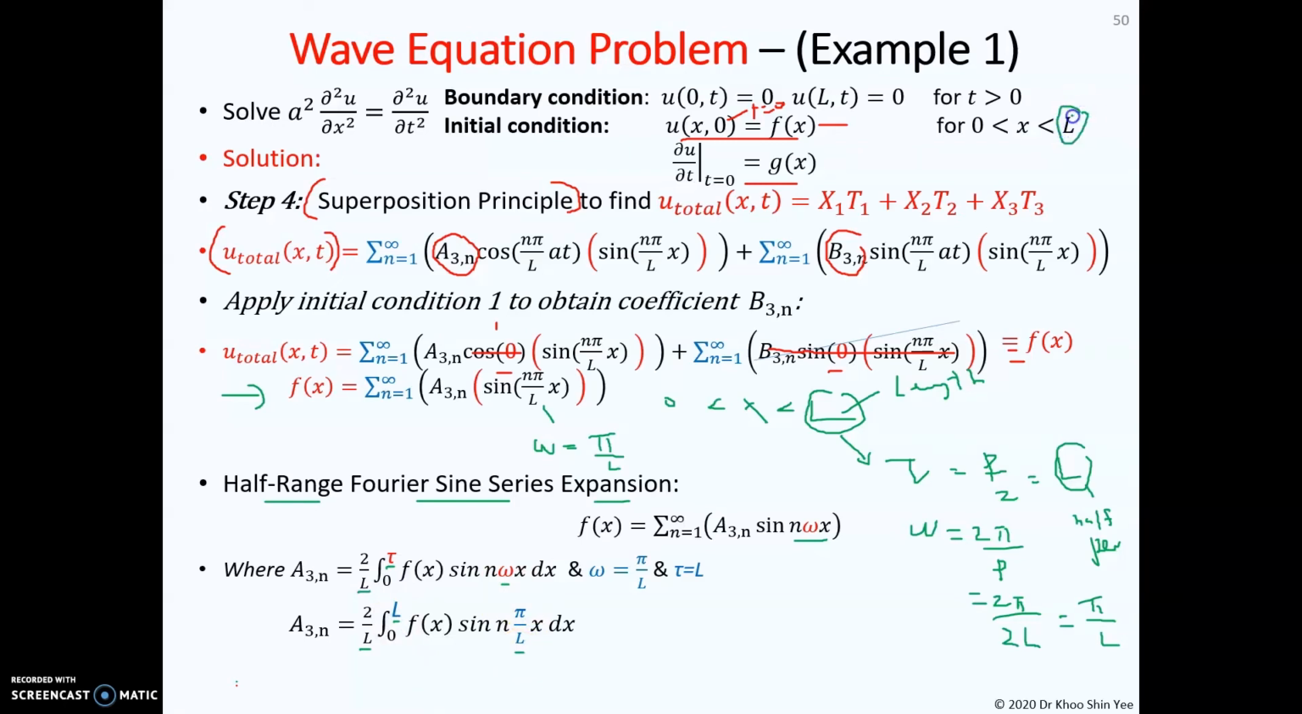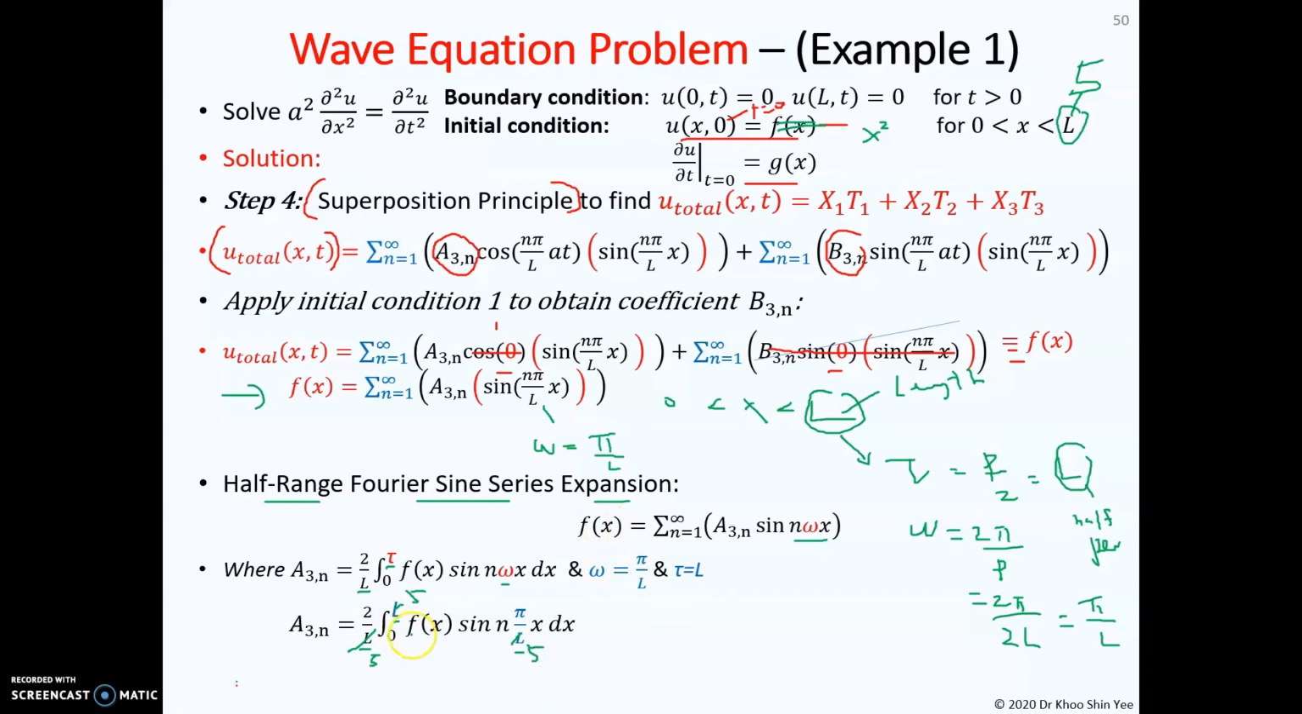Normally the total length will be provided. So let's say in this case it's given 5, and the f(x) function, which is the initial condition, will be provided as well. Let's say this is an x square function. So from these two pieces of information, you can substitute all the L here to be 5.